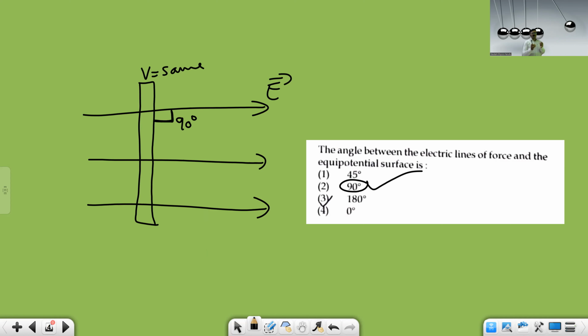It's a very simple basic question in electric charges and fields. After that, we have electric potential and capacitance. If you observe those chapters, this field lines topic we got in electric charges and fields, and equipotential surfaces in electric potential and capacitance. There we got this.